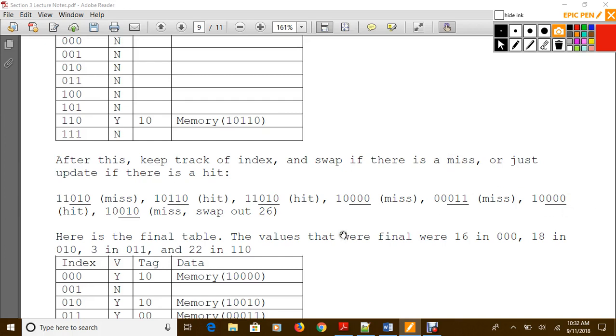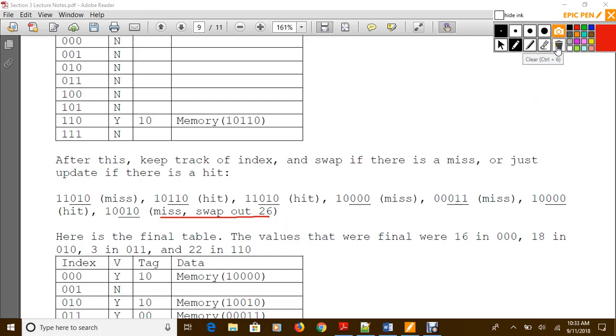Here I have 18. It's 010, right? So I have a value in there, that's 26, right? Since I have to swap it out, I have to put 16 back in there. So this is 18, miss, swap out 26, right? Does that make sense? Yes, no?